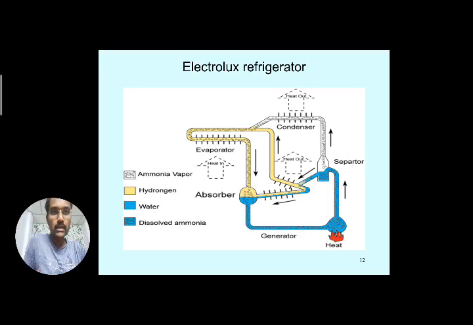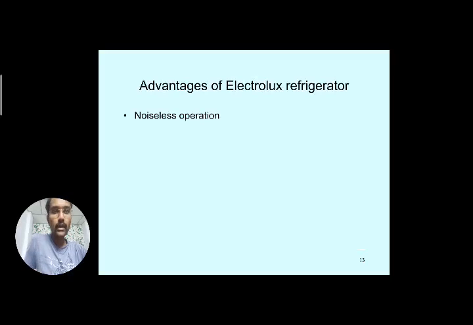So hope you have understood this Electrolux refrigerator, and let us focus on the advantages. Just by this theory concept, I hope you can tell the advantages and disadvantages also. We'll proceed one by one, point-wise, with what we have discussed. The advantages: one is noiseless operation. Why? Because there are no vibrations in the refrigerator, so it is a noiseless operation. And cheap maintenance, meaning low cost of maintenance can be seen in the Electrolux refrigerator.